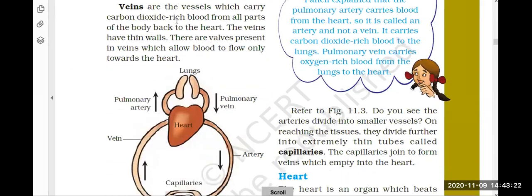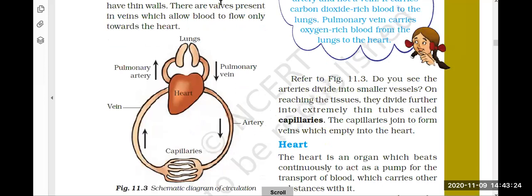Now we have veins, right? Then we have heart. If you see this, this is a very rough diagram. So I can say that the veins carry the blood from the capillaries to the heart. Then from the heart, the deoxygenated blood goes to the lungs through the pulmonary artery. See, this is the difference that you guys were confused about.